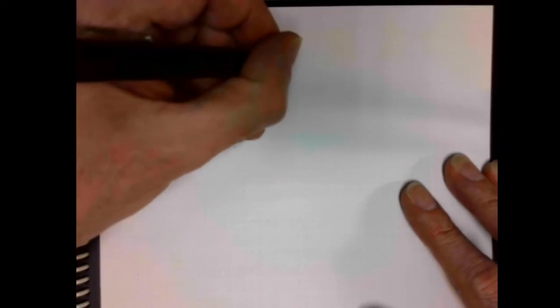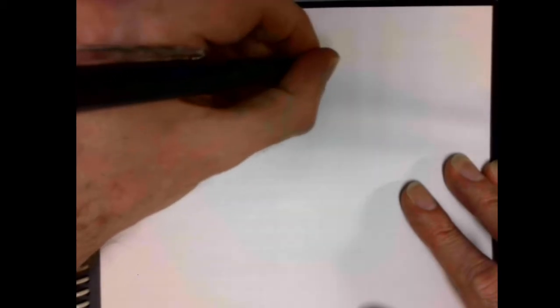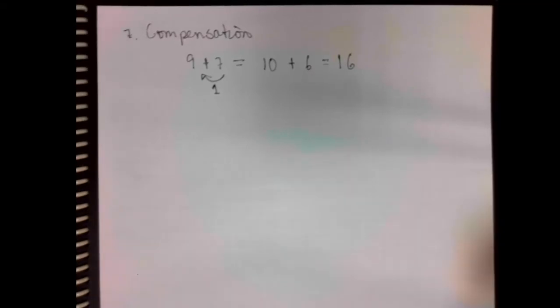This is especially nice if you're dealing with 9s, right? So like 9 plus 7. If I wanted to do that mentally, I might take a 1 from the 7. So 9 plus 7, if I take away 1 there and give it to the 9, I have 10 plus 6, and now it's an adding 10 problem for 16.